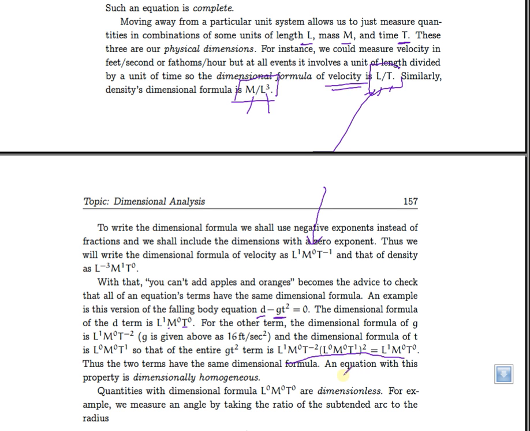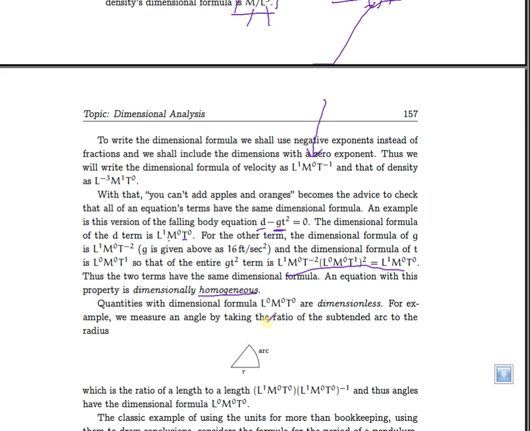An equation with this property is called dimensionally homogeneous. This homogeneous is a little bit different from the homogeneous we've been talking about. Here, homogeneous means something like the same, or similar, or consistent. Okay, like homogenized milk. Homogenized milk is mixed in the same everywhere.